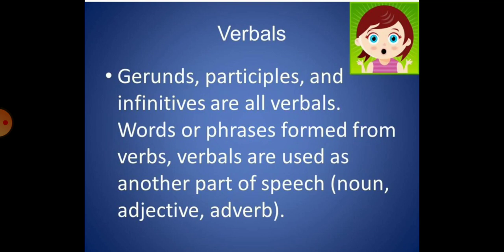Gerunds, participles, and infinitives are not verbs, but they function as other parts of speech. As you know, there are 8 parts of speech in English. When we talk about the gerund, participle, and infinitive, they are nouns, adjectives, or adverbs. They are not verbs.